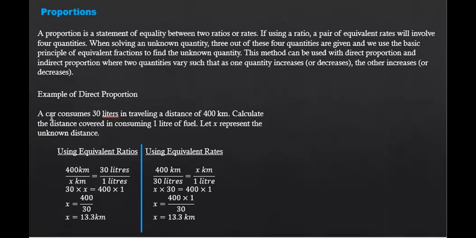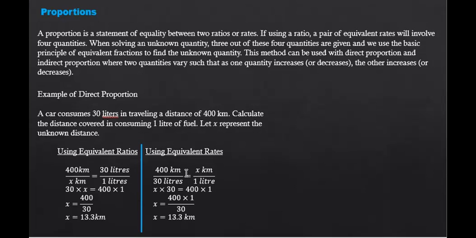So let's look at direct proportion. We have a car that consumes 30 liters in traveling a distance of 400 kilometers. Calculate the distance covered in consuming 1 liter of fuel. Let X represent an unknown distance. We have 2 methods. We could use ratios or we could use rates. So we have 400 kilometers over X kilometers, because we don't know, is equal to 30 liters over 1 liter. So then we cross multiply: 30 multiplied by X, and 400 multiplied by 1. So X is equal to 400 over 30, and X is equal to 13.3 kilometers.